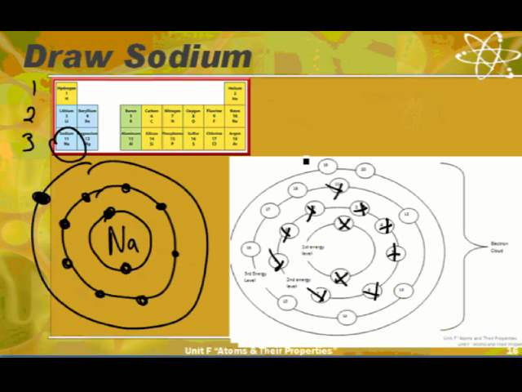Now remember, our electron map only works for elements through calcium. We cannot do any larger elements from beyond calcium into the various metals.